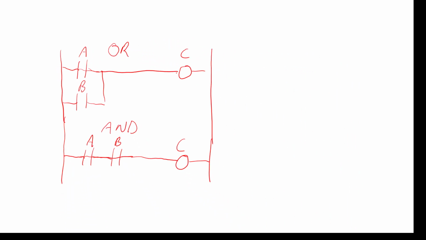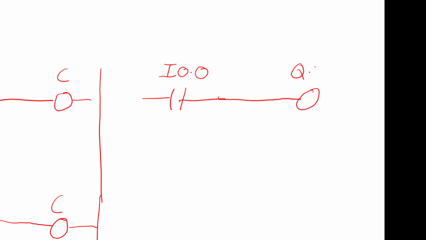So the other thing I'm going to introduce here is the memory flag. When we've got, for instance, input 0.0, that is an actual physical input. And when we've got Q0.0, that's an actual physical output. So that is a relay output on the output side of the PLC.